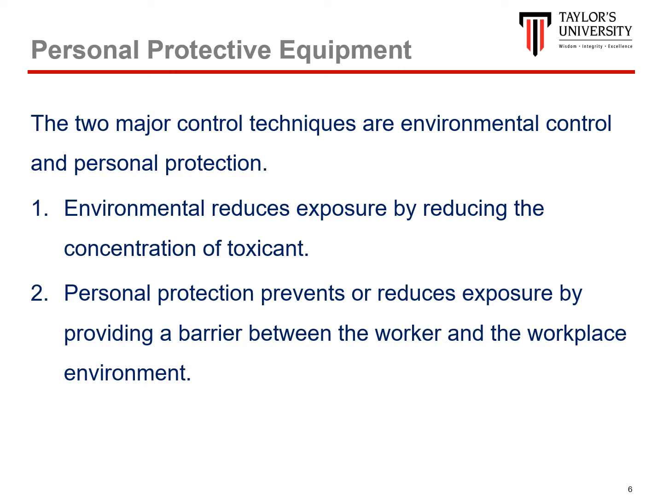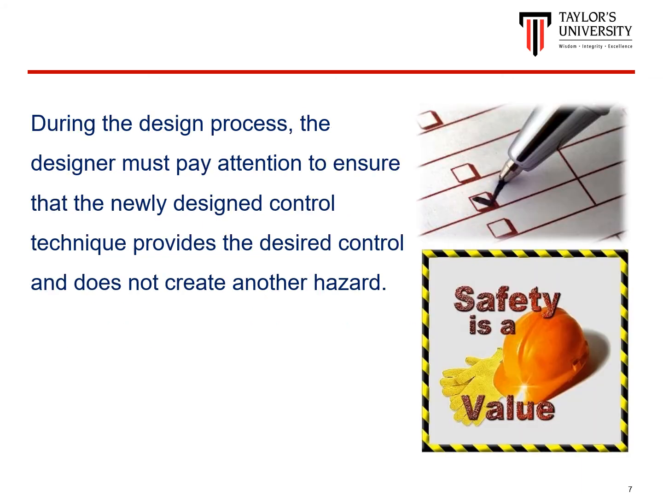Environmental control reduces exposure by reducing the concentrations of toxicants in the workplace environment. This includes what we mentioned earlier, such as enclosure, local ventilation, dilution ventilation, wet methods, and good housekeeping. Another method is personal protection, which prevents or reduces exposure by providing a barrier between the worker and the workplace environment. The barrier is usually worn by the worker, hence we call it personal. Typical types of PPEs are listed in the next few slides.